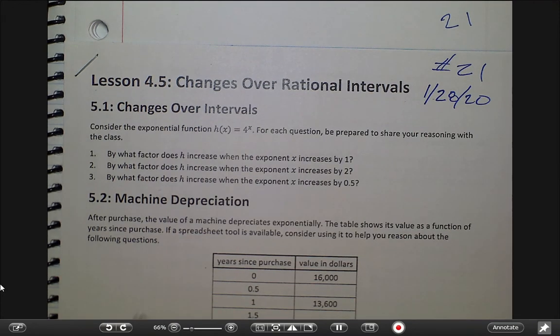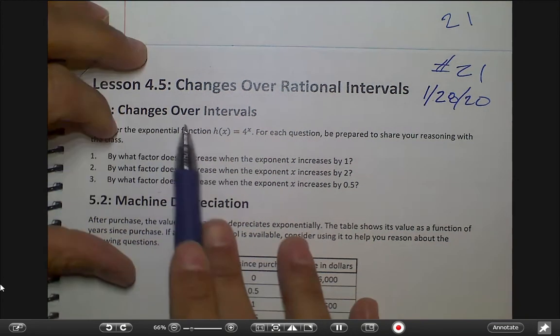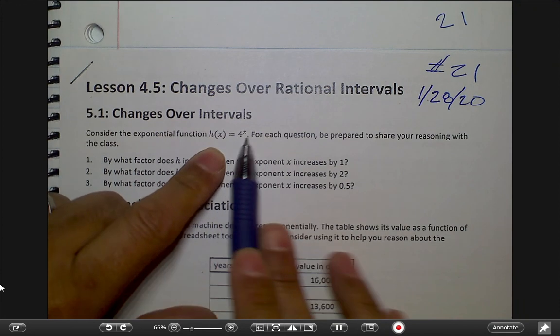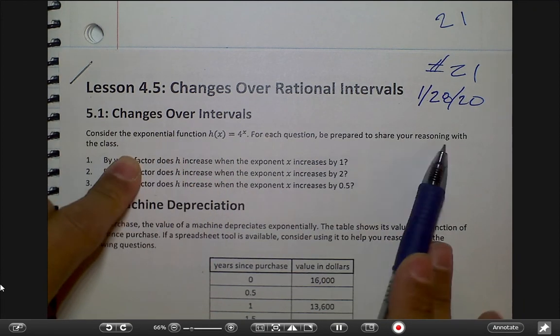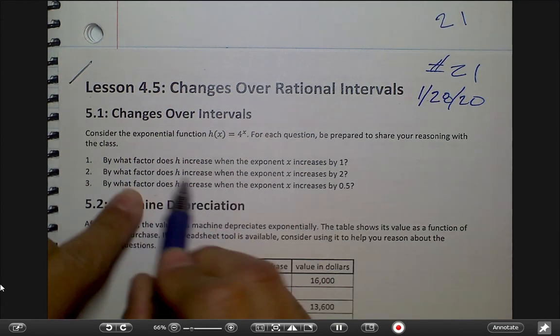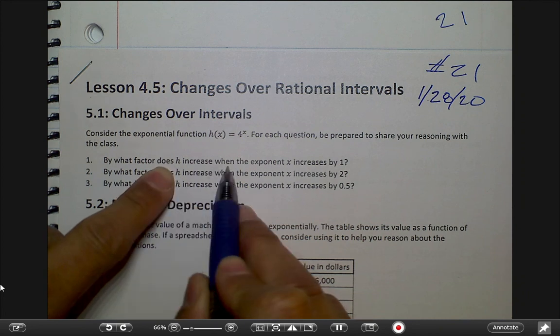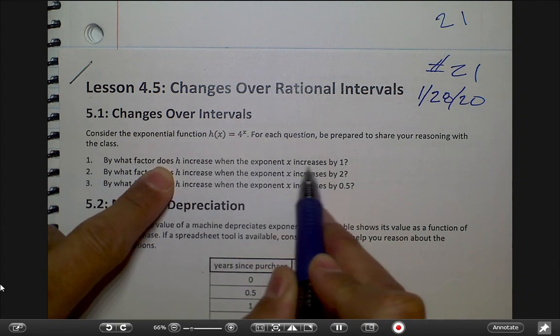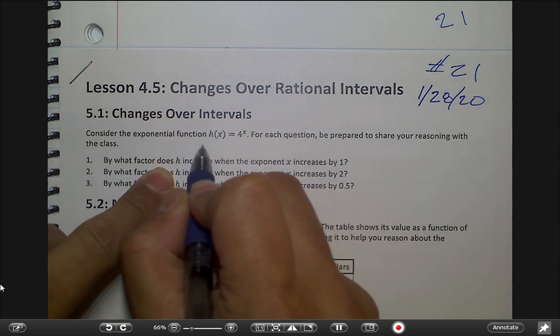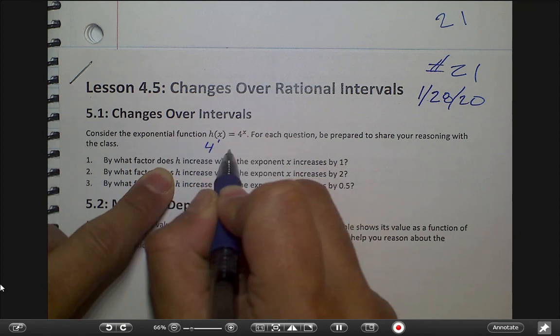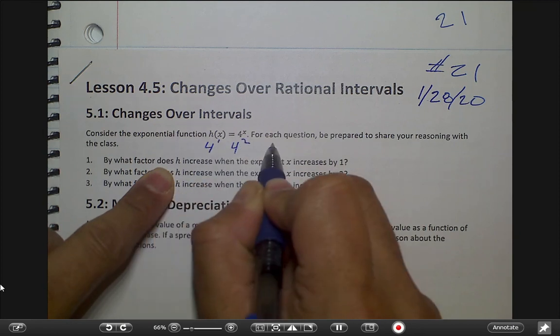Okay, so now this right here, it's just kind of like a mental puzzle thing. Consider the exponential function 4 to the x. For each question, be prepared to share your reasoning with the class. So, by what factor does h increase when the exponent x increases by 1? So, if I'm doing it like this, it's 4 to the first, 4 to the second, and 4 to the third.